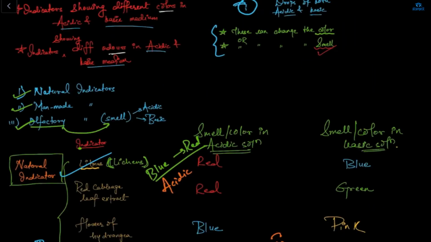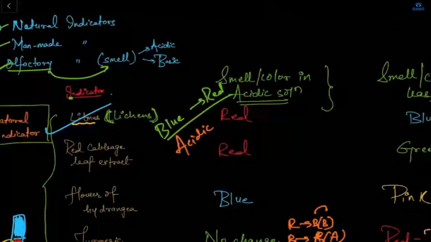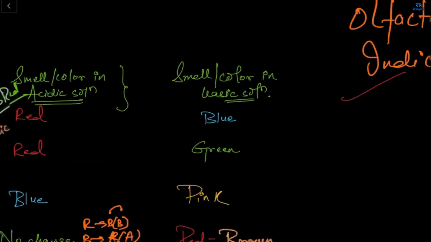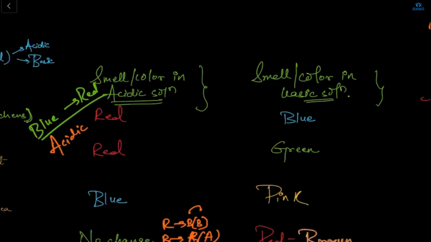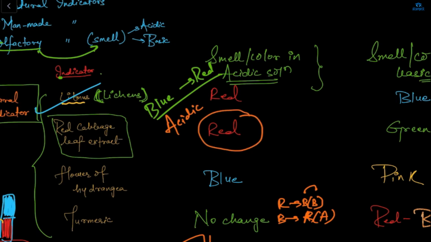Okay. Now, first, we will talk about natural indicators. So here I wrote indicator. This side, smell or color in your acidic solution, and this side, smell or color in a basic solution. Now, for example, if you are taking a red cabbage leaf, okay? So if you mix this with an acidic solution, it will give you a red color.